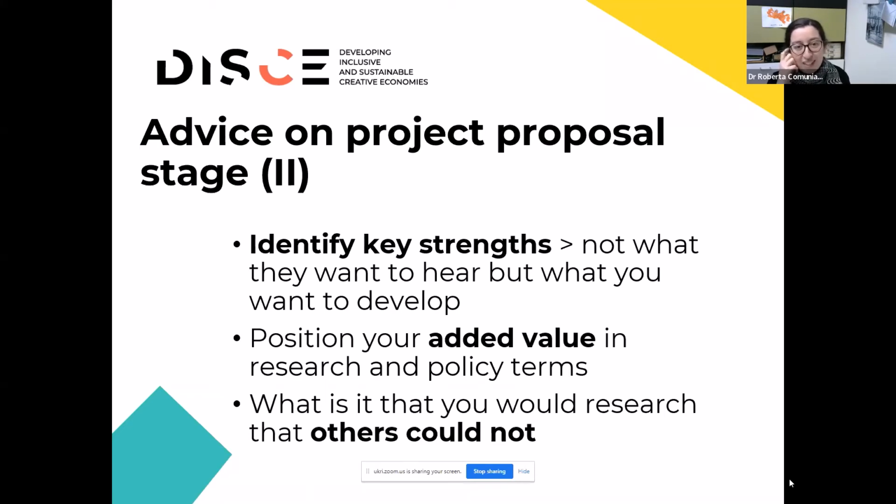Everybody wants the funding and everybody will somehow repeat those words and say they want to do that. But what is much better is to say, these are my key strengths and these are our key strengths as a consortium. That means positioning yourself both as an individual institution or academic, and within the consortia, as adding specific value in research and policy terms, in a very original way. So what is it that your research can do?